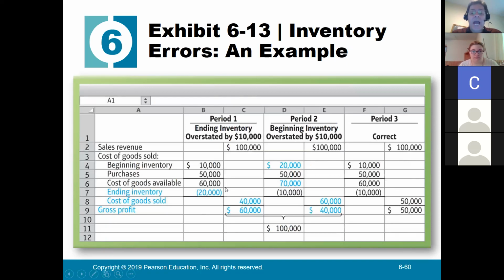So if we had to go back and fix this, we would have to change our gross profit down by 10 here and up by 10 here. That's the point. That's the way inventory errors work. It's always 2 years affected.